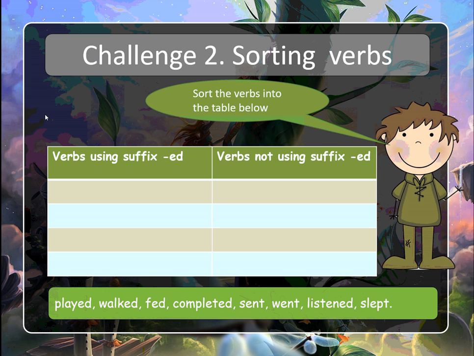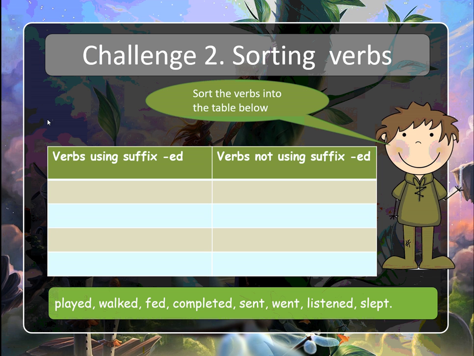Okay, so your second challenge is to sort the 8 verbs into those that end with the suffix ed and those that aren't using the suffix ed, and sort them into the table below Jack would like you to do. So you could just draw a chart, or you could split your whiteboard in two and put the verbs either side, those with the suffix ed and those without. Okay, so have a go at that, and when you're ready, start the video again and we'll see whether you got them right. I bet you will.